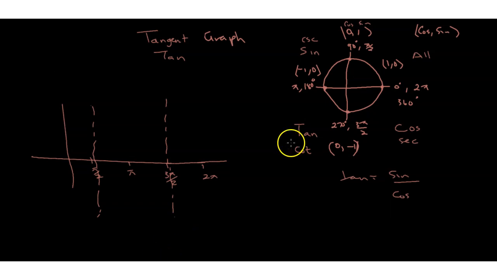So here, tan is 0. So at 0, we're going to start from 0 and we're going to stay on the positive side of the y. We're going to stay above in the positive y-axis until we get to the asymptote. So this is what we're going to start here, and then we're going to go towards the asymptote.